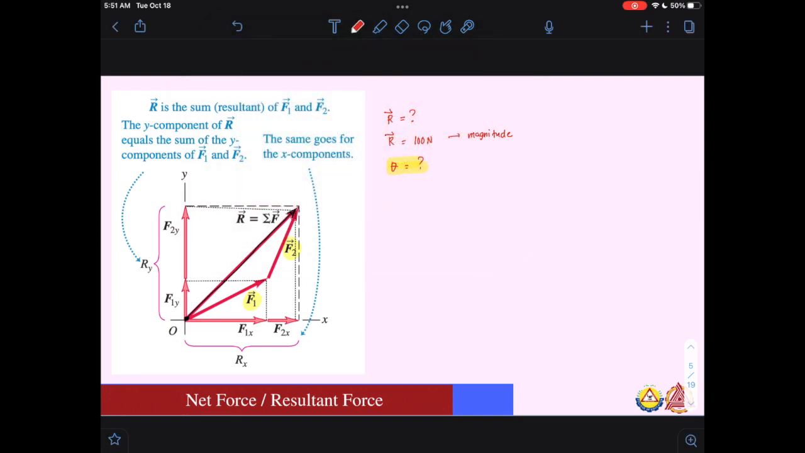Now, if you can see, the Ry, of course, is just the sum of the Y components of F1 and F2. Your Rx is the sum of all the X components, F1x and F2x. So this is not new to you because basically this is what we have been doing. All right, so I'm just going to erase that a little bit because I find it very messy.